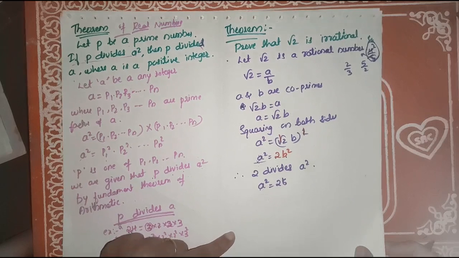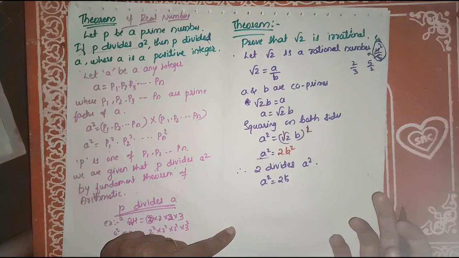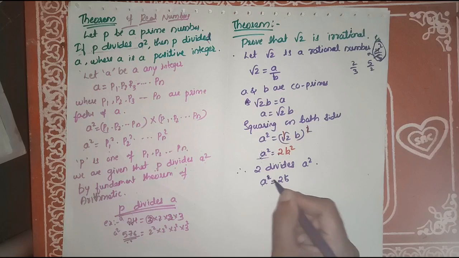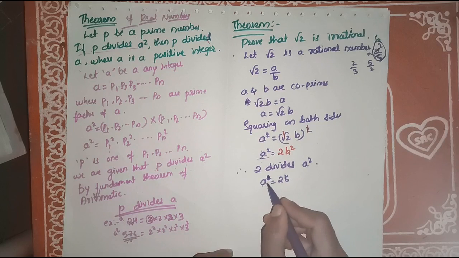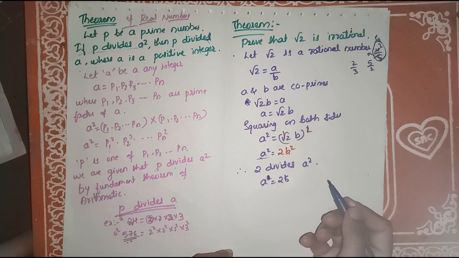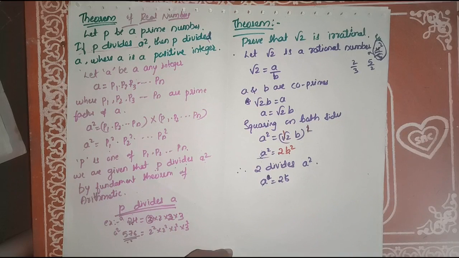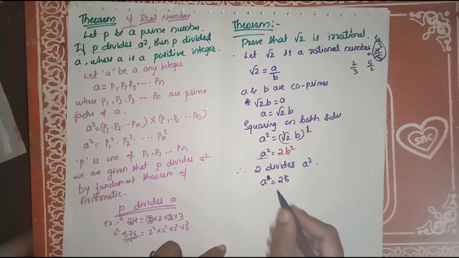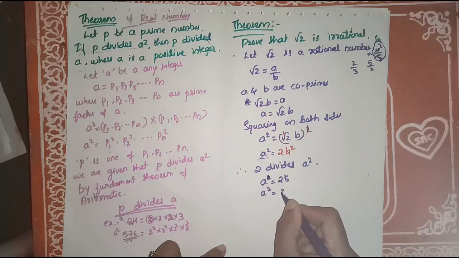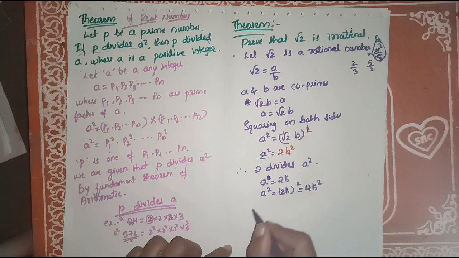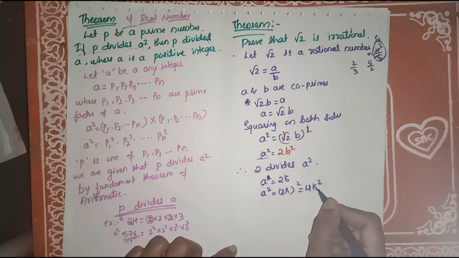Okay, so here a square is even. This can be written as, I take a as 2 times any number. Not a square, a is any number, 2 times any number. Then I will square this one, that is a square is equal to (2k) whole square, that is 4k square. So here a square we have 4k square.